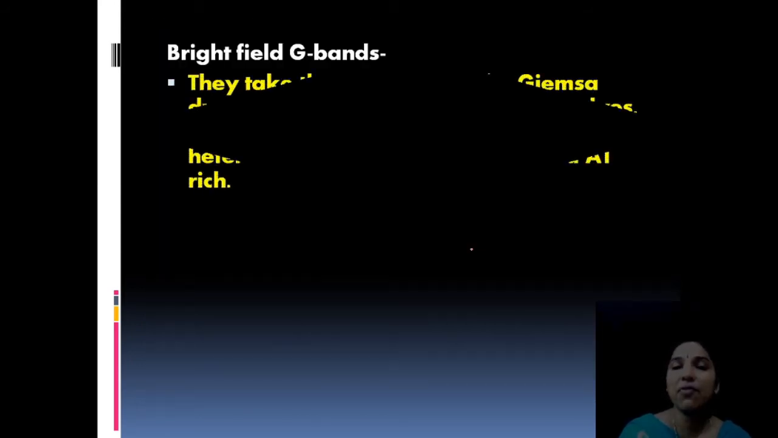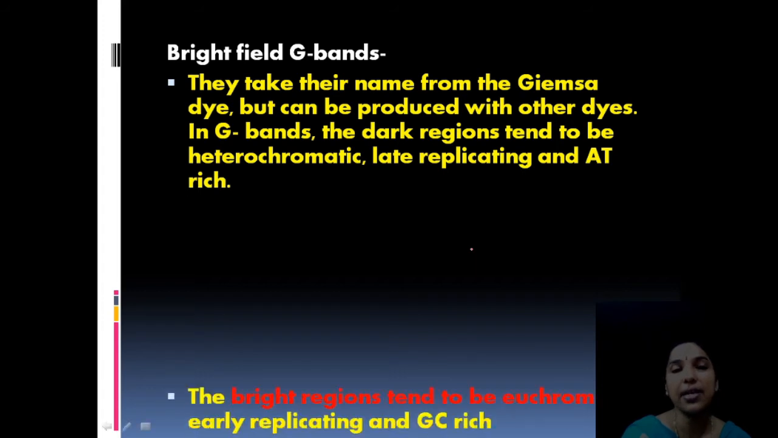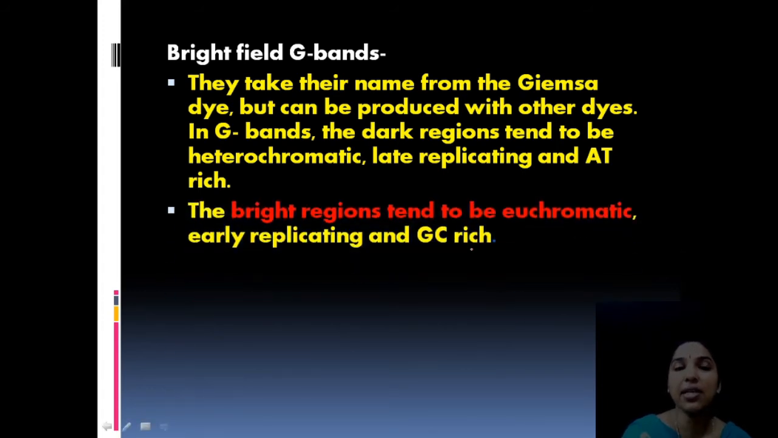And there are bright field G bands, which take their name from Giemsa dye because when you apply this, the darker regions, that are AT rich, tend to be more heterochromatic and they are late replicating. And the bright regions tend to be euchromatic. Bright regions, meaning our light bands, are early replicating and GC rich.